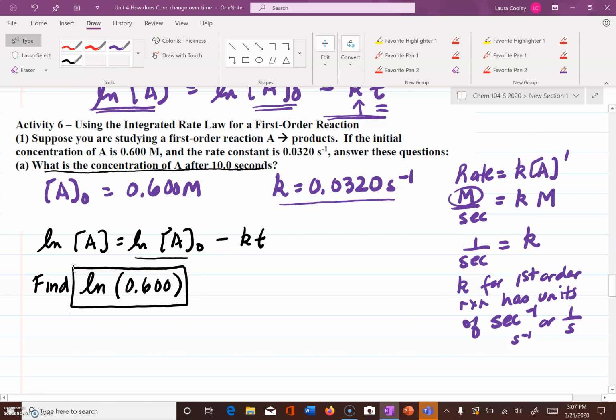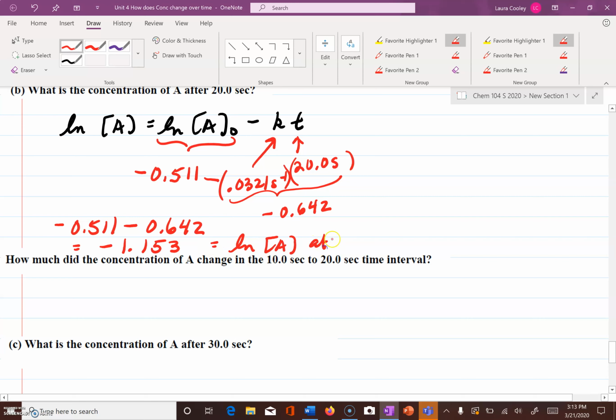Meanwhile, we have the same value as before for the log of A0, minus 0.511. And this is minus KT, so we have minus 0.511 minus 0.642. If you add that up, you get negative 1.153. So that is the log of A at t equals 20 seconds.